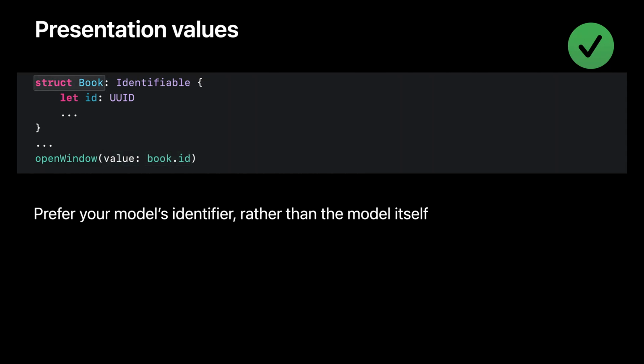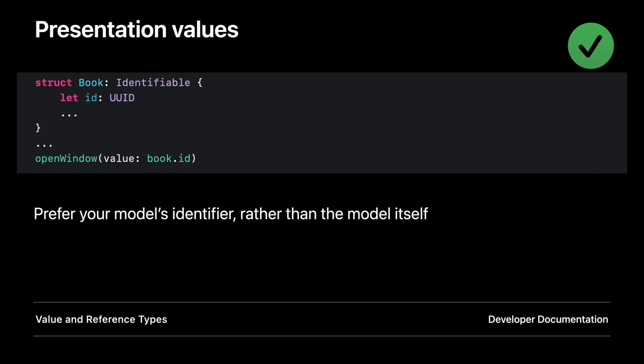Note that our book type is a value type. As such, if we were to use it as the presented value, our new window would get a copy of the one which originated the presentation. Any edits to either one will not affect the other. Using the book's identifier lets our model store be the source of truth for these values instead, by providing multiple bindings to a single value. For more info on value type semantics, please see the developer documentation.